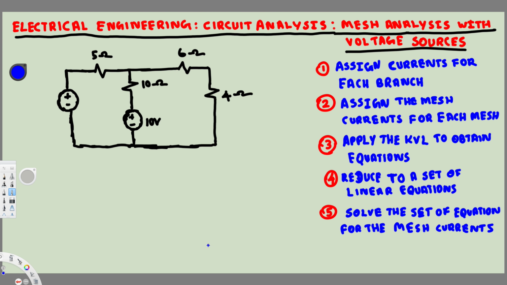Let's try this problem right here. Here what we are going to do is use the mesh analysis method to find the mesh currents and branch currents, right? Now in order to do this one, we have to follow all these steps.